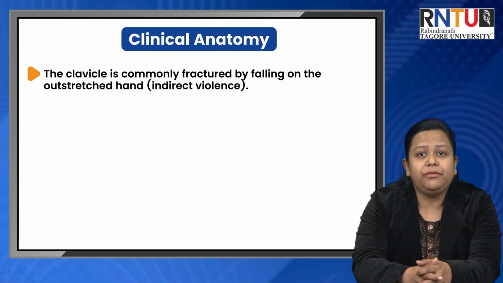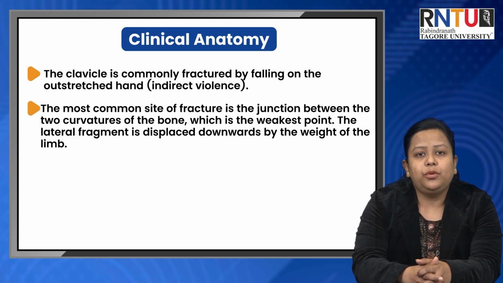Clavicle is commonly fractured by falling on the outstretched hand, indirect violence. The most common site of the fracture is the junction between the two curvatures of the bone, which is the weakest point. The lateral fragment is displaced downward by the weight of the limb.